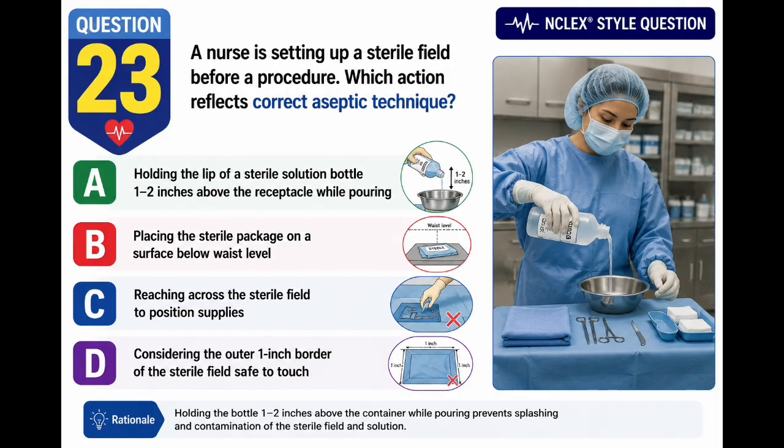Question 23. A nurse is setting up a sterile field before a procedure. Which action reflects correct aseptic technique? Options: A. Holding the lip of a sterile solution bottle 1 to 2 inches above the receptacle while pouring. B. Placing the sterile package on a surface below waist level. C. Reaching across the sterile field to position supplies. D. Considering the outer 1-inch border of the sterile field safe to touch.